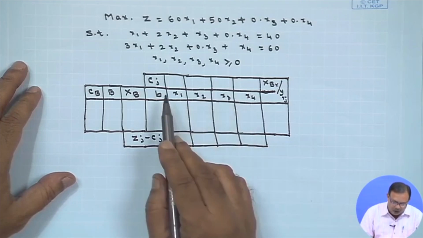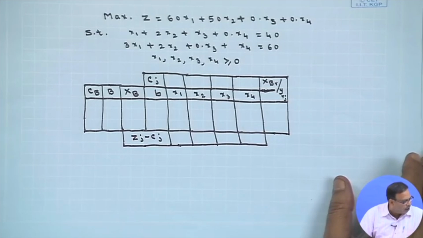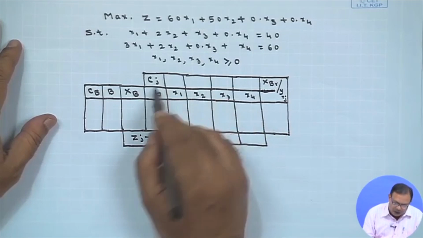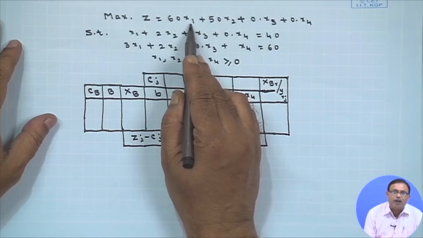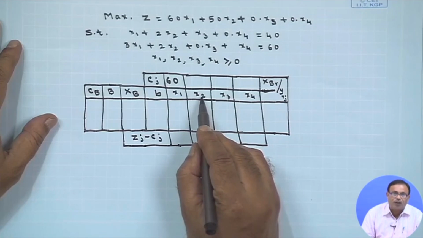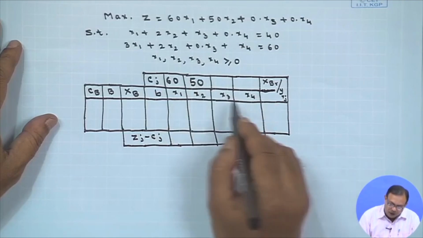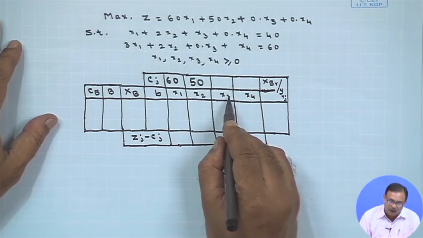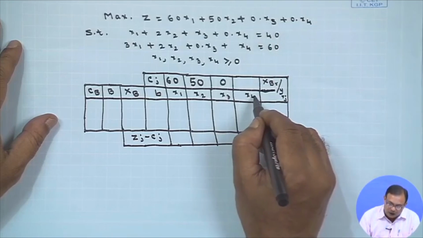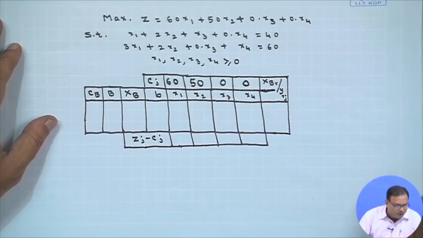Your Cj in this particular case is the coefficient of the cost function, that is, the coefficient of the cost function for x1 is 60. So, here I will write down 60. The coefficient of the cost function with respect to variable x2 is 50, so I am writing 50 here. Then with respect to x3 the coefficient is 0, so I am writing 0 here. With respect to x4 the coefficient is also 0, so I am writing that over here.